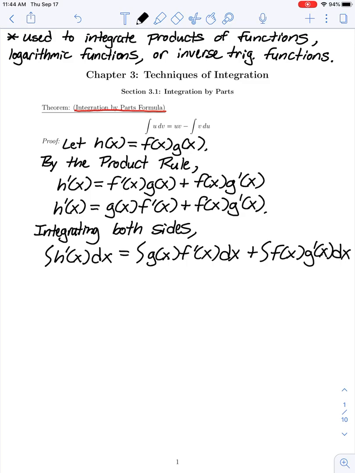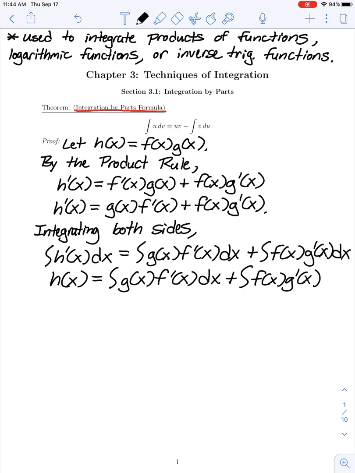Now, on the left-hand side of my equation, I'm looking at the integral, or the antiderivative, of the derivative of h. So by the fundamental theorem of calculus, the antiderivative of the derivative of a function would just be the function itself, h of x. So I have h of x is the integral of g of x f prime of x dx plus the integral of f of x g prime of x dx.